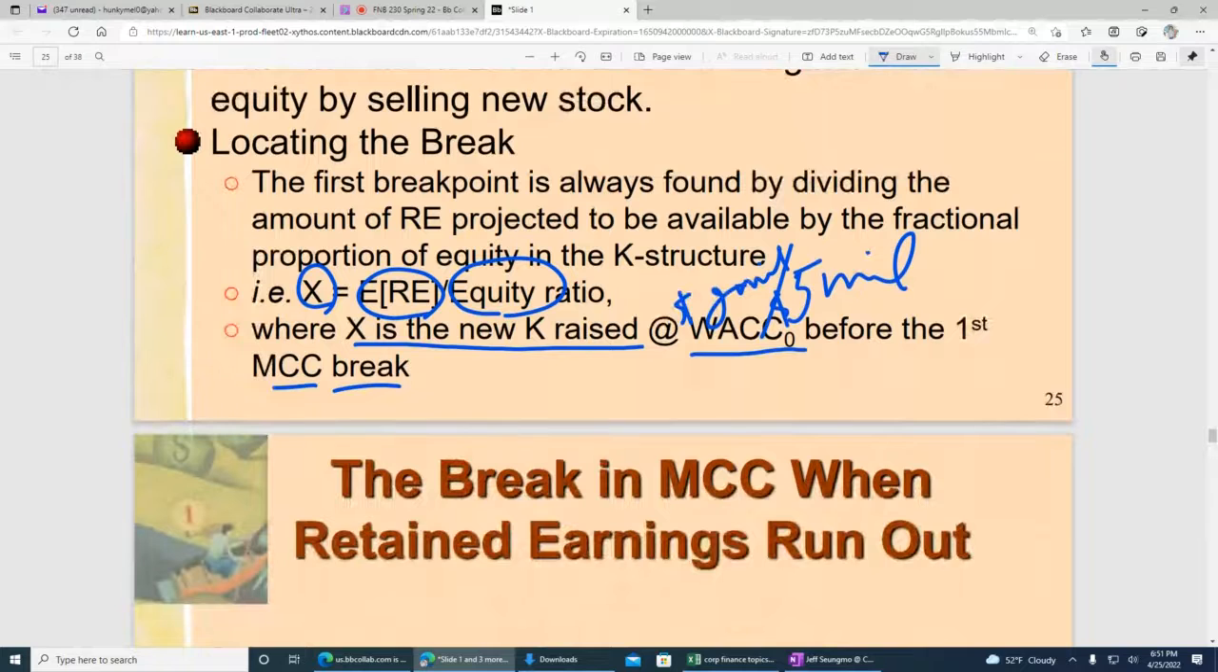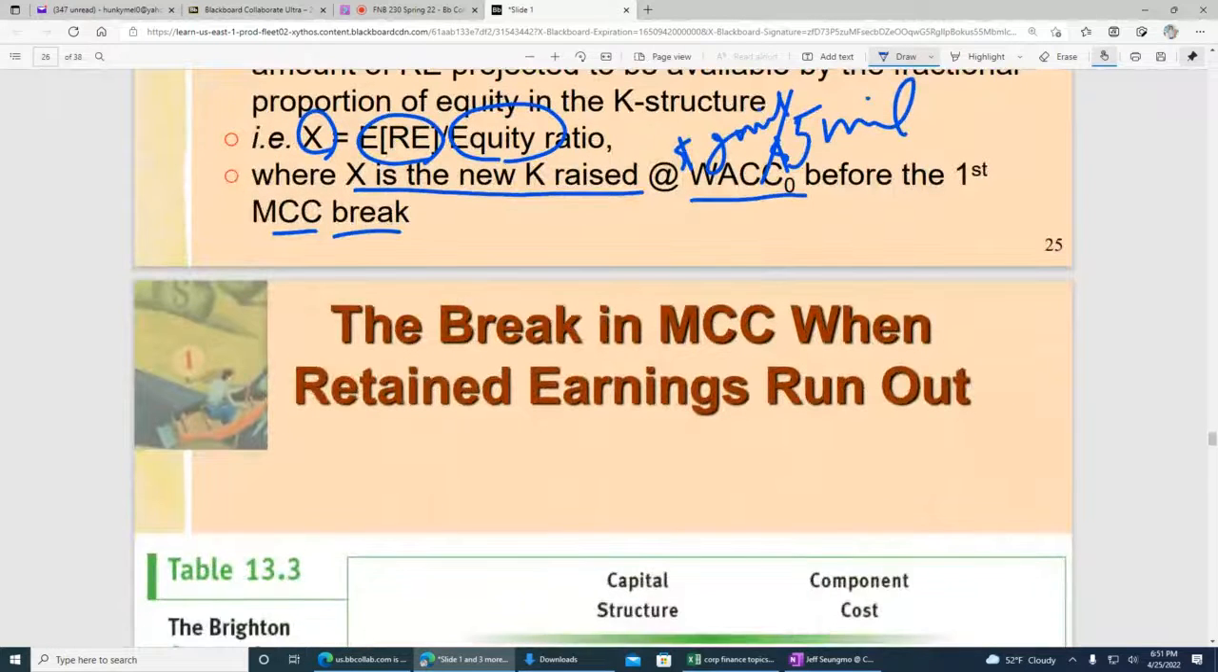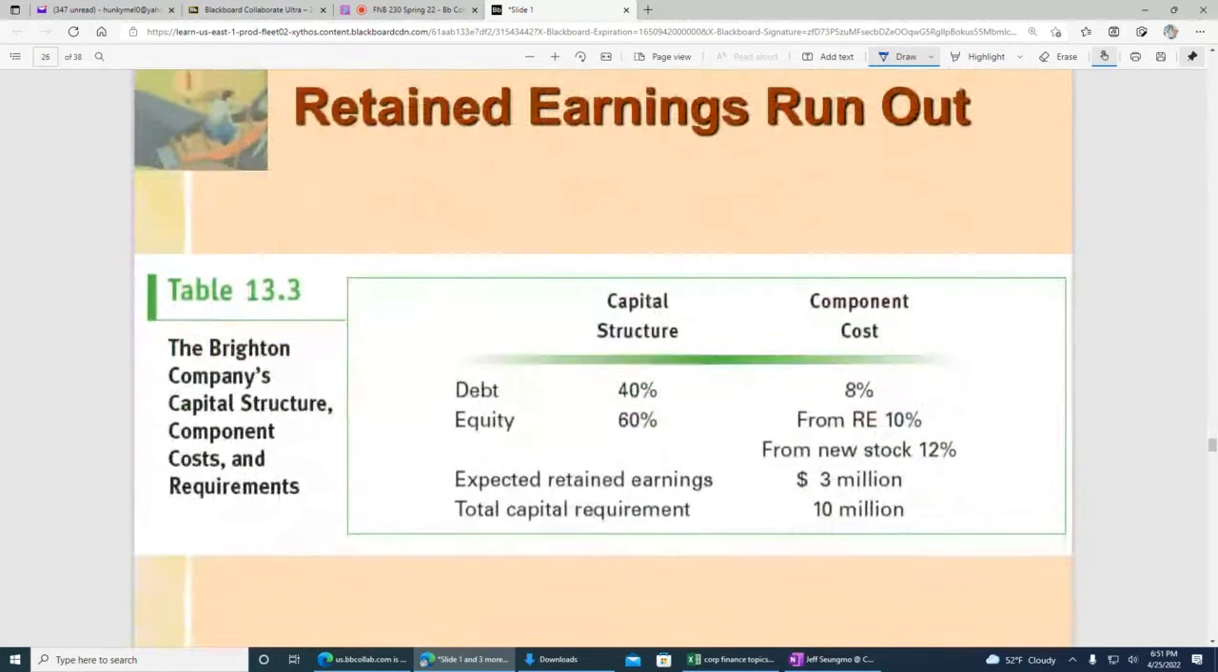So let's contextualize it using the example. The capital structure is 60% equity, 40% debt. Cost of debt is 8%. Cost of equity is 10% from retained earnings, but 12% from selling new stocks. Your retained earnings is 3 million. Total capital requirement is 10 million, right?